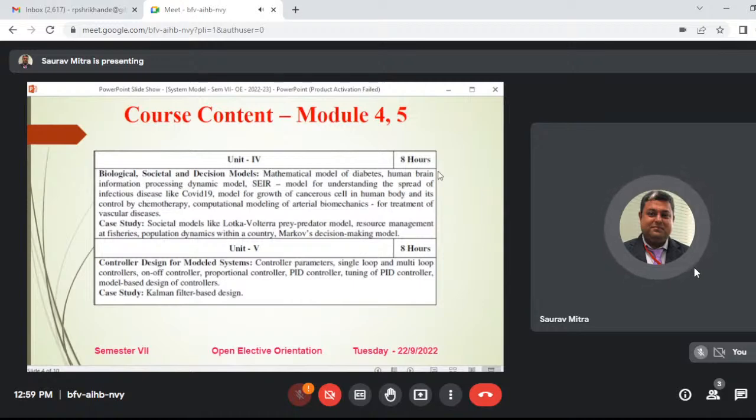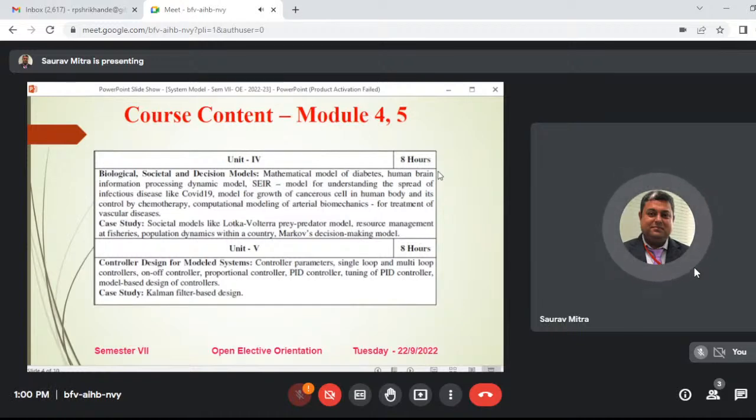Module 5. In modules 2, 3, 4, we have come to know the process. In module 1, we come to know about system modeling. In module 5, what we are going to see is how to control those processes. You might have heard of PID controller, single loop, multi-loop controller, on-off controller, proportional controller, and how to design them and how to tune them. Tune means how to properly design the model parameters of those controllers. Unit 5 is about controlling of this model for obtaining a desired output.